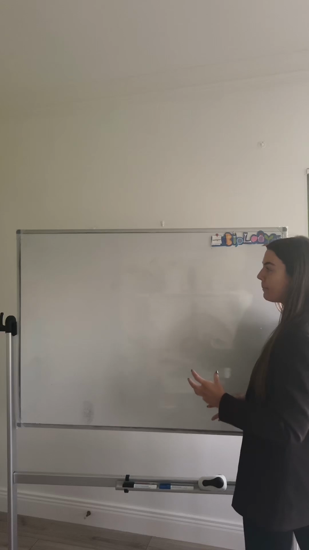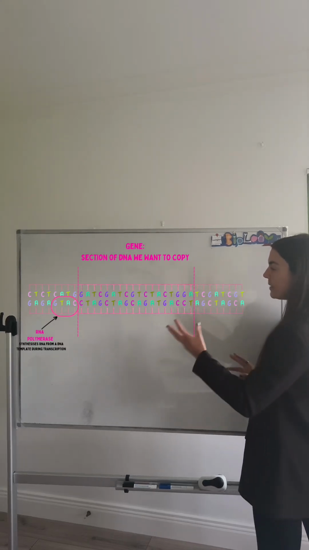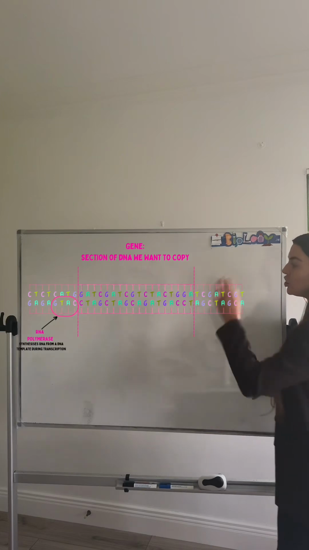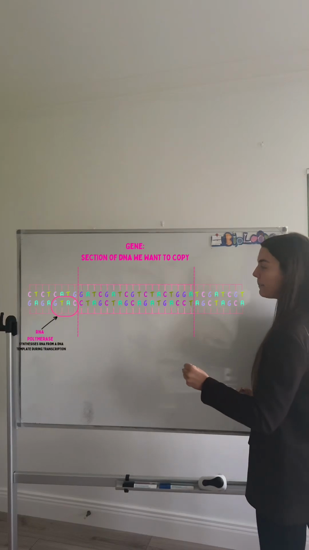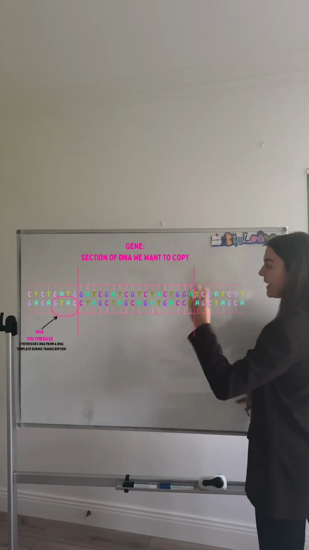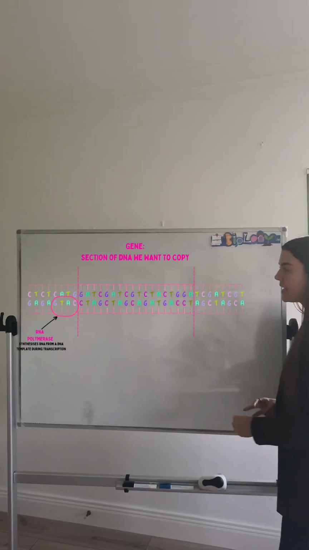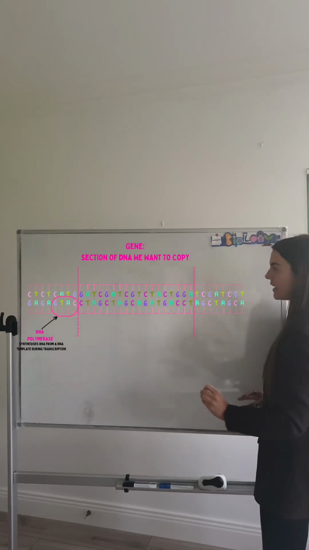So how does this happen? Well, imagine there's a gene that we want to copy, and we're going to say the gene that we want to copy is in between the two dashed lines. Just before the dashed line, we have an anabolic enzyme called RNA polymerase, and that's going to hold and join the mRNA nucleotides together as we make them. So we're only focusing on our lower template strand.